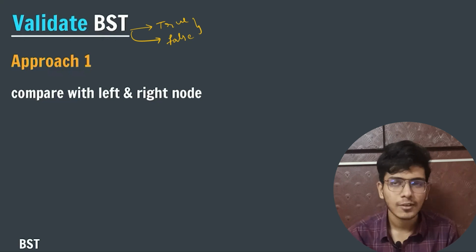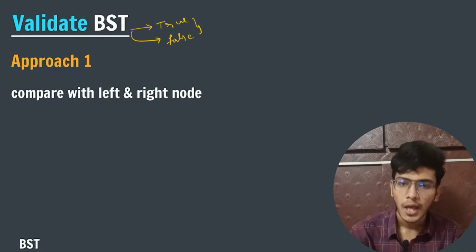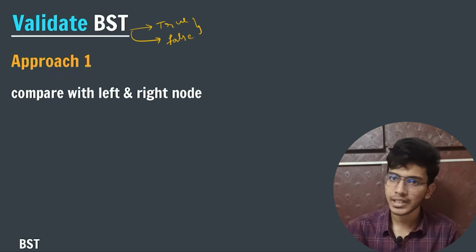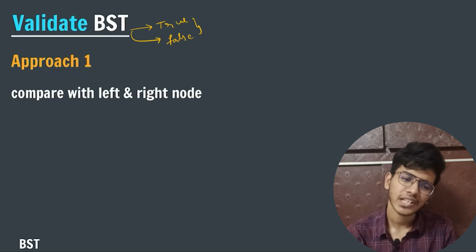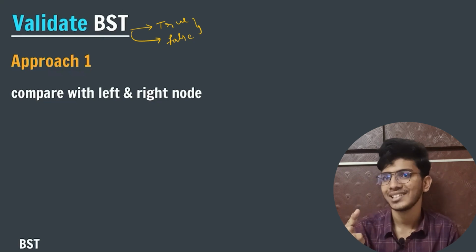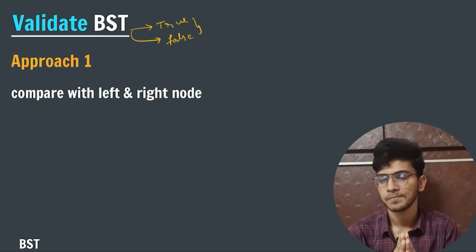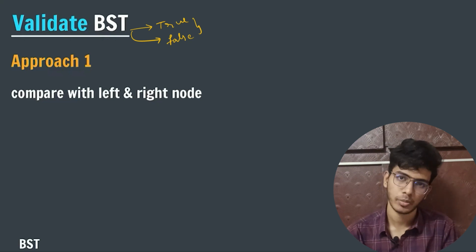You can check whether that particular binary tree is a BST or not based on the properties. If it satisfies all the properties of a BST, then it is a valid BST. If it doesn't satisfy any one of those properties, then immediately you can tell that this is not a valid BST. Right? This is what our approach is going to be.